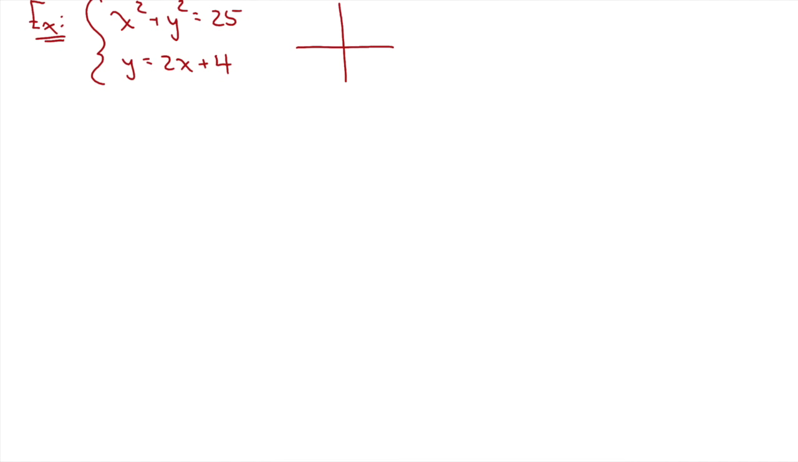So what's the center? Do you see an h or a k up there? So what's the center? 0. So the center is the origin. What's the radius? 5. So it goes right 5, left 5, up 5, down 5. You get a nice little circle.